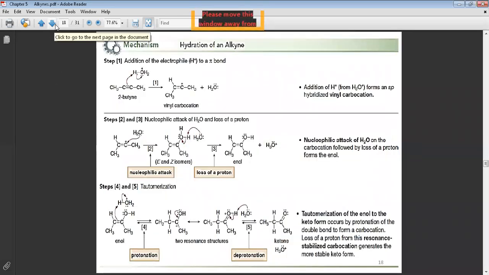Now, look here: hydration of an alkyne. This is the full mechanism for this slide. Look, you have a triple bond. That triple bond will attack the proton and give you a vinyl carbocation. We know that. And the H2O will act as a nucleophile, attack the carbocation, and give you this compound.